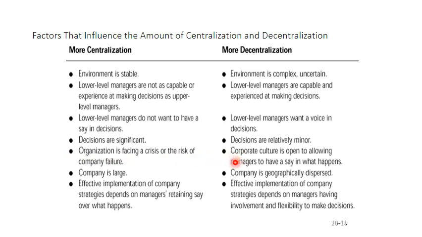In decentralization, corporate culture is open to allow managers to have a say in what happens. In centralization, the company is large. The company is large in size. In decentralization, the company is geographically dispersed. That means the company is not located at one single territory.